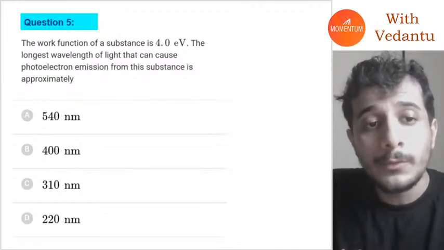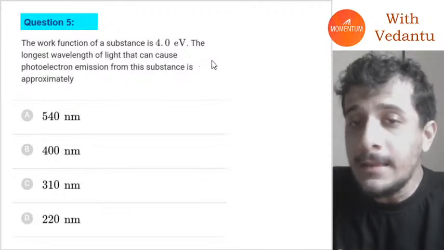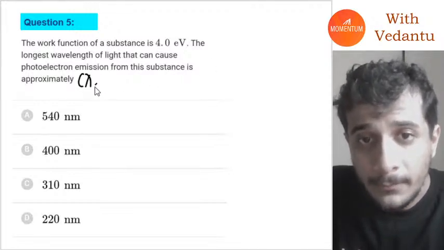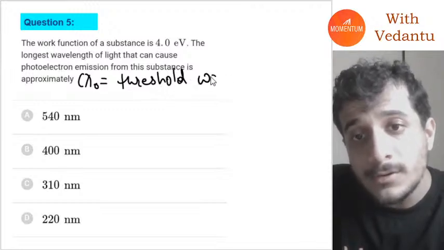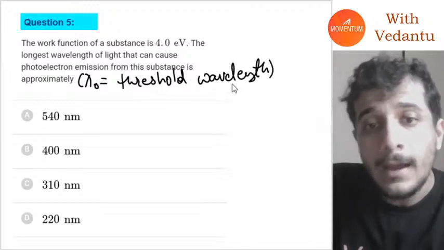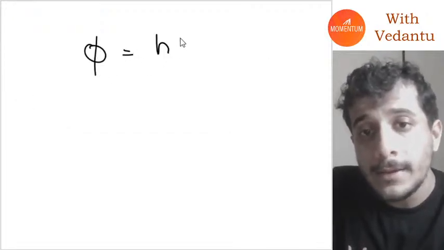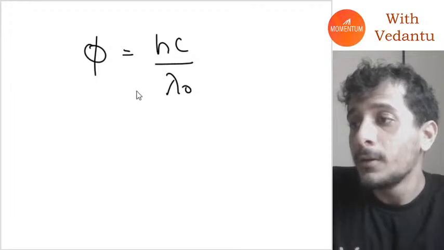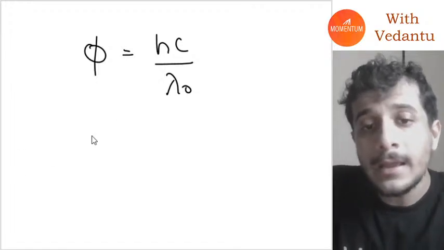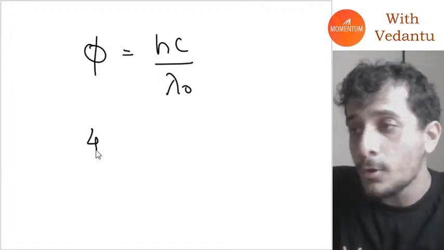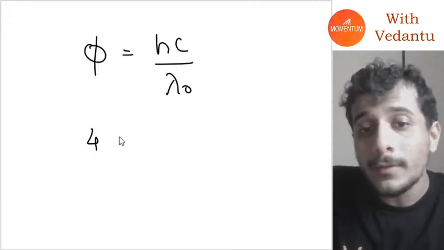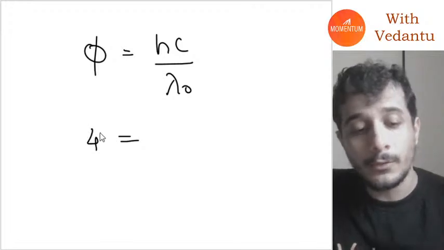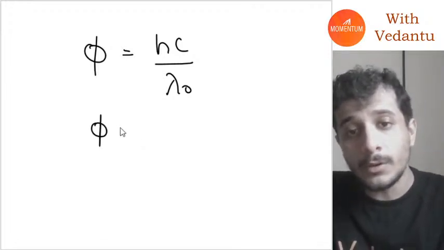Okay, so you have to remember that when the wavelength is maximum, that wavelength is called the threshold wavelength. For that threshold wavelength, you write phi is equal to hc by lambda naught. Now, in this case, the value of phi is given in electron volts.